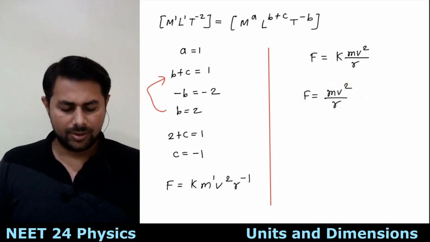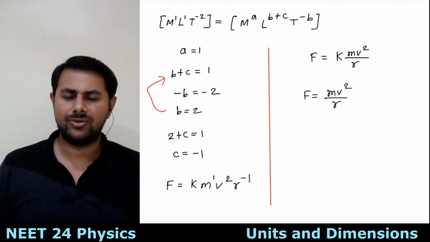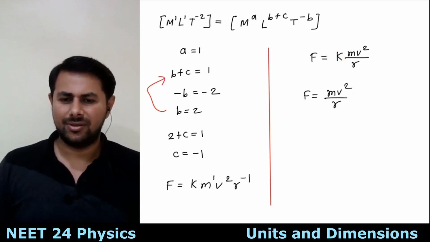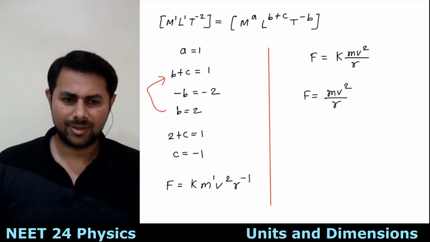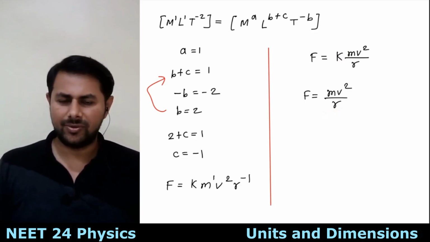So as we saw, we can't find this k, the constant, the number, using the dimensions, right? This is clear, everyone?